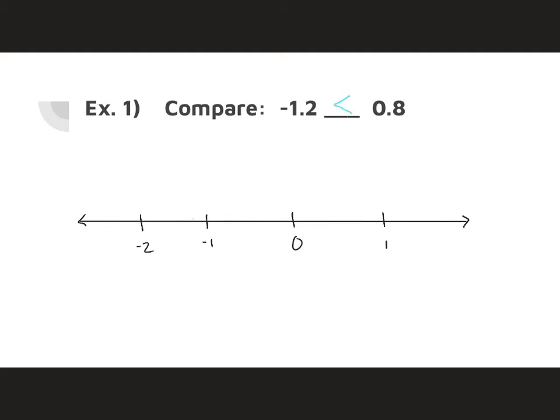I can show you that negative 1.2 is here. And I can show you that 0.8 is here. Negative 1.2 is closer to the less than sign, and you can even see the less than sign. So negative 1.2 is less than 0.8.